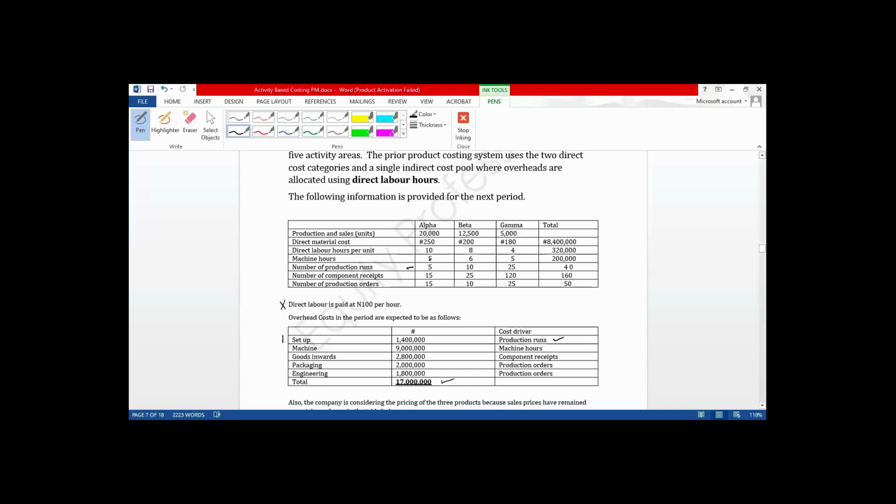Look at machine: 5 plus 6 plus 5. This is 16 hours. Examiner says 200,000 hours total. This machine hour has been tied to something.